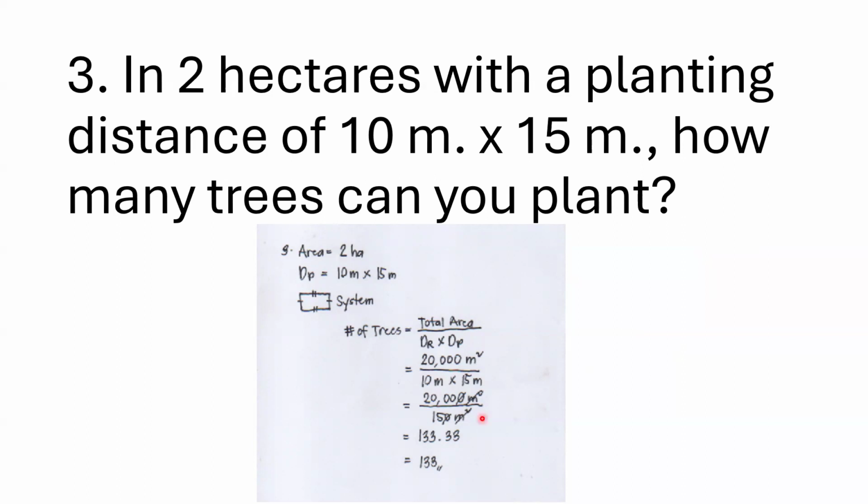133.33333333. But since we're talking about trees, kahoy, wala namang 0.33 na kahoy. So instead of rounding up, we just remove or disregard the decimal point. So all in all, the answer is 133. Alisin natin yung decimal since walang decimal na puno. Okay, gets? Okay, next naman.